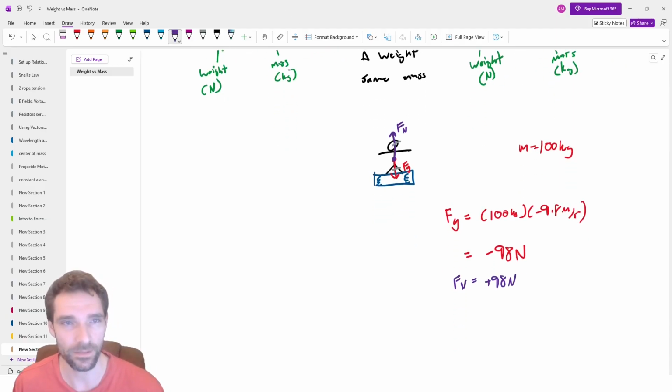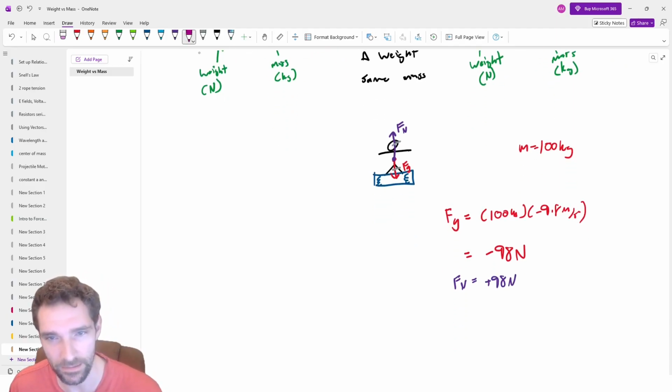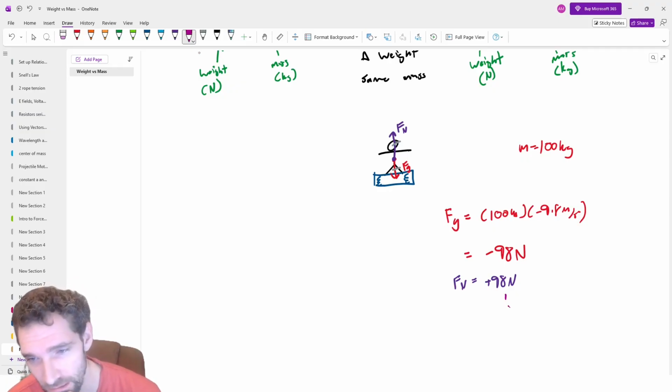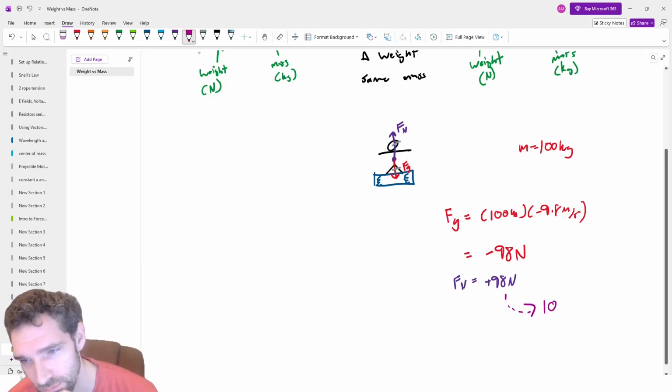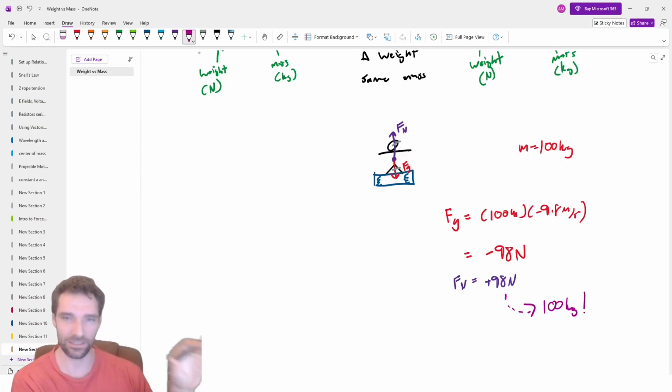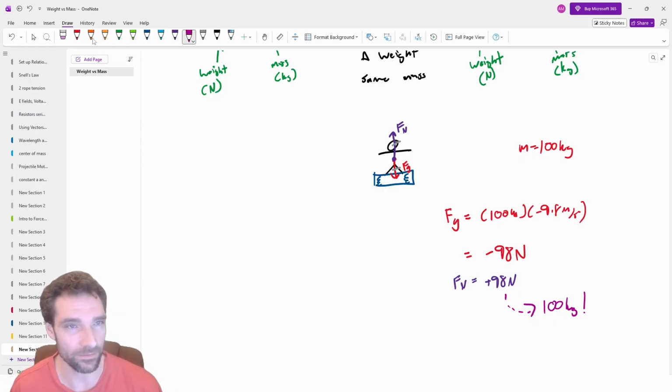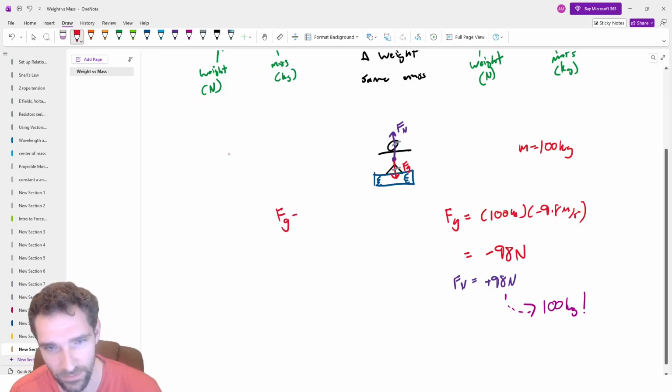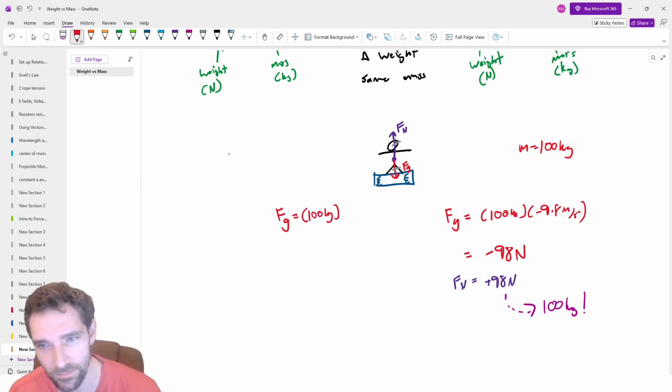When the scale feels that compression, that normal force pushing up, we need to be pushing down on it that amount. It's going to look at that number and say, oh, that's 100 kilograms. And if you were to take the scale to the moon, you would get a slightly different readout than 100 kilograms. So you would look at this force of gravity, it's going to be 100 kilograms, but now at negative 1.67 meters per second squared.